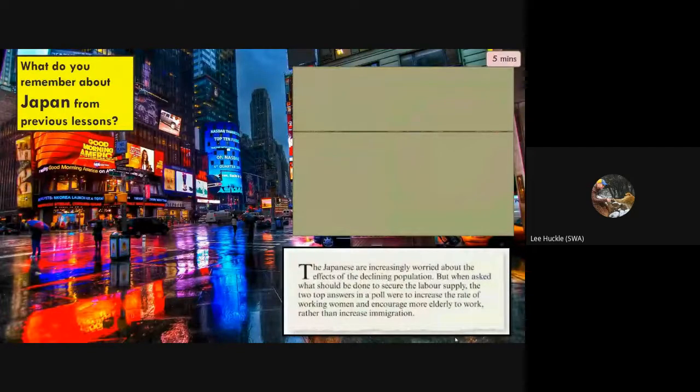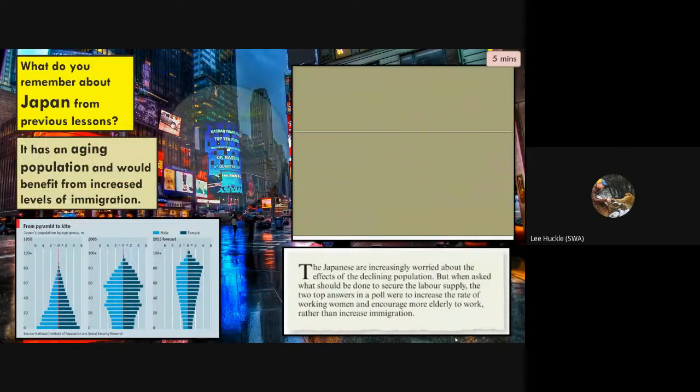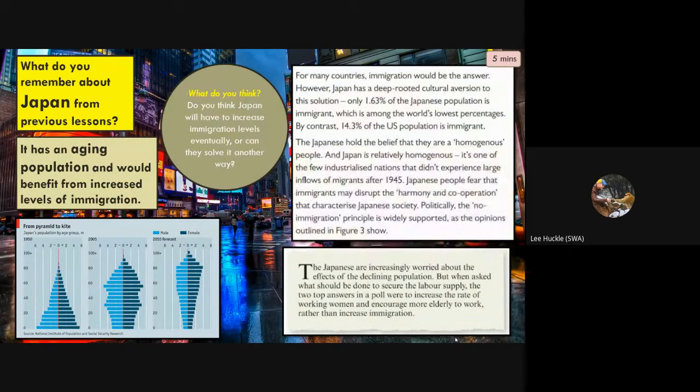And then we delved into Japan again, because you previously explored Japan's immigration policy. So I gave you some resources here and we discussed the aging population in Japan. And we looked at some data. We looked at some population pyramids of Japan. So Japan, as you'd have picked up from their immigration policy, is a very homogenous nation. Their immigration policy is very strict. It doesn't allow people in very easily.